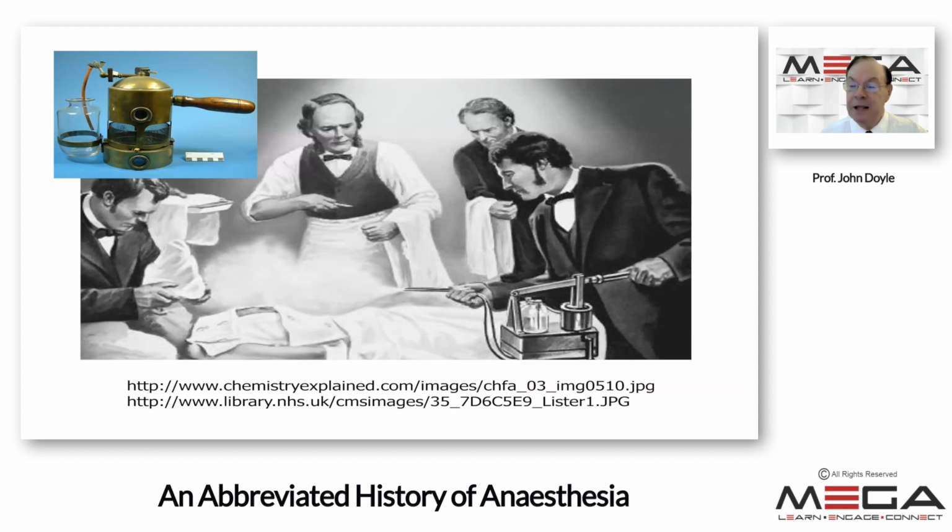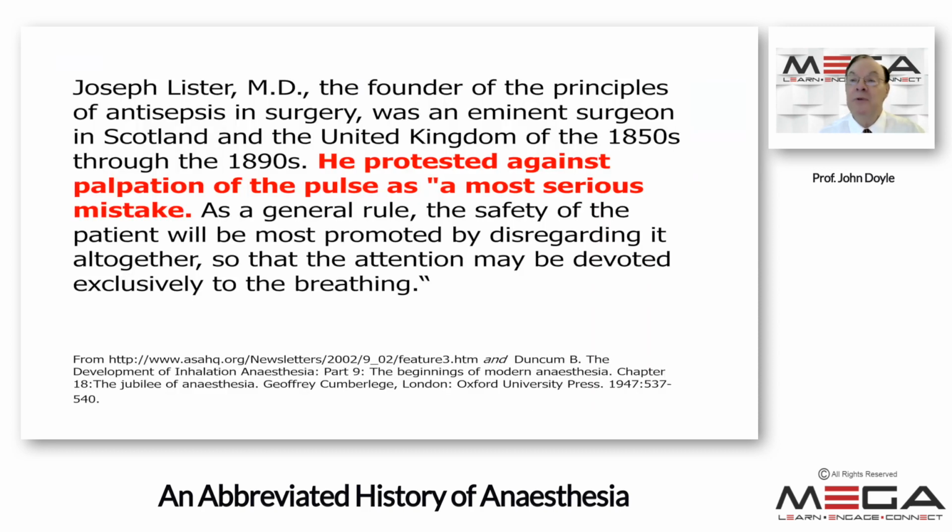Another important development that occurred not too long after was the idea of sepsis. And on the left, you can see a man providing ether anesthesia, and you can see Lister in the center with a scalpel and his assistant spraying carbolic acid over the surgical field as a method of antisepsis. So Lister made the foundations for surgical antisepsis, and that in combination with anesthesia made modern surgery possible. So Lister, the founder of the principles of antisepsis in surgery, worked in Scotland and the UK, 1850s to 1890s.